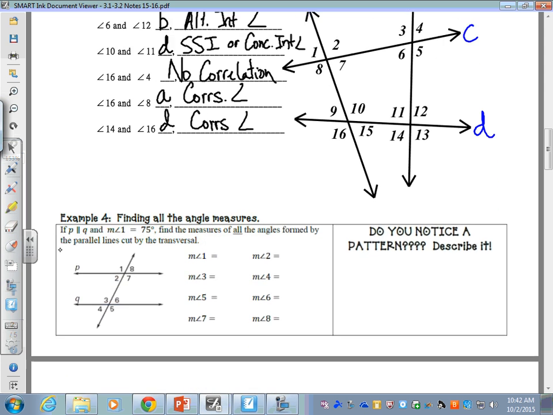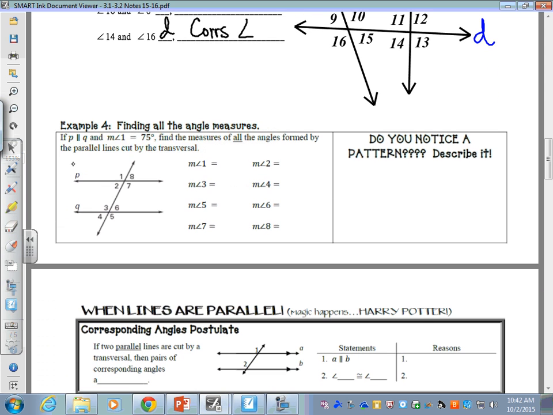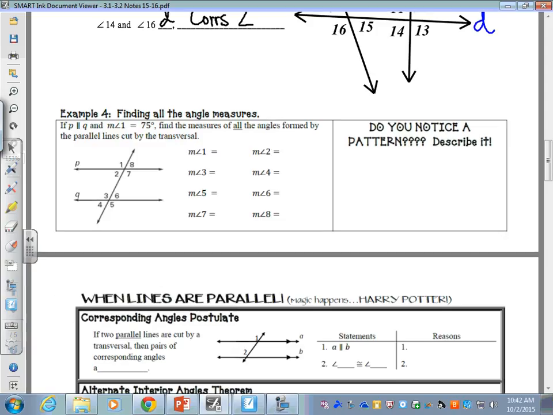Alright, so we are going to use what we know about angles to find missing measurements. Now we know vertical and we know linear pairs, so we should be able to figure this out. But you're going to see a pattern, and this happens when the lines are parallel. So first it says if P is parallel to Q, I'm just going to go ahead and put my arrows on there, and the measure of angle 1 is 75. Can we agree this is not to scale? We're still going to work it out, but it's not to scale because 75 is acute and that angle looks obtuse.